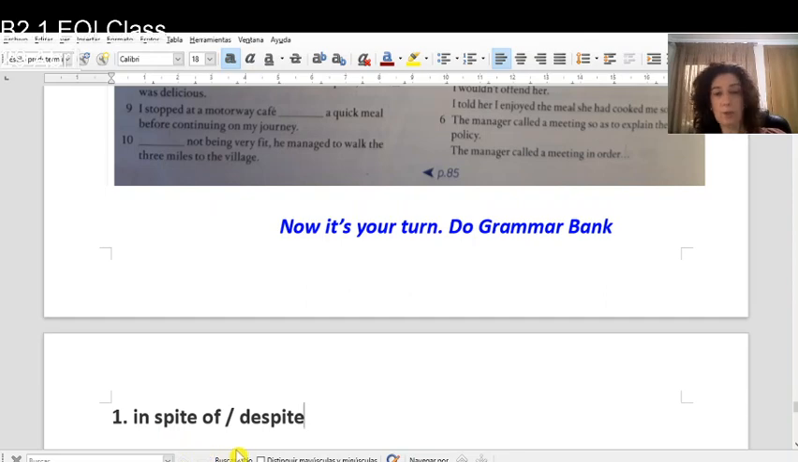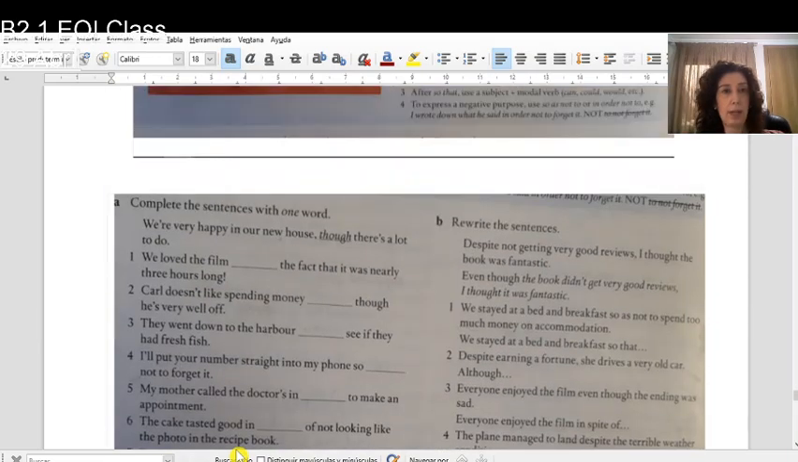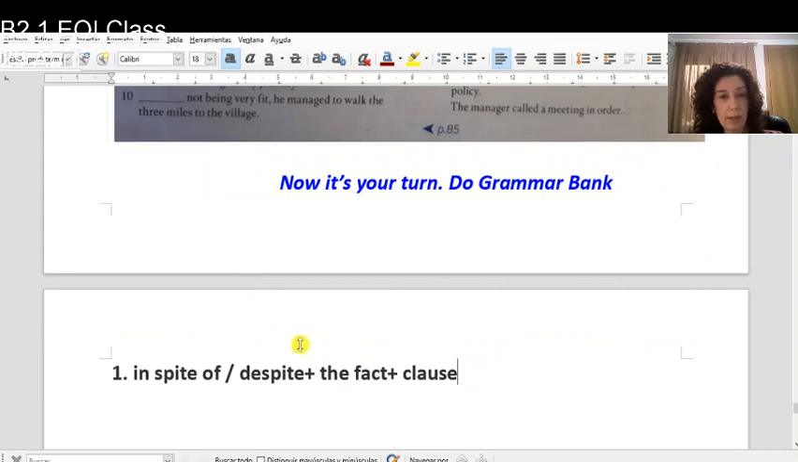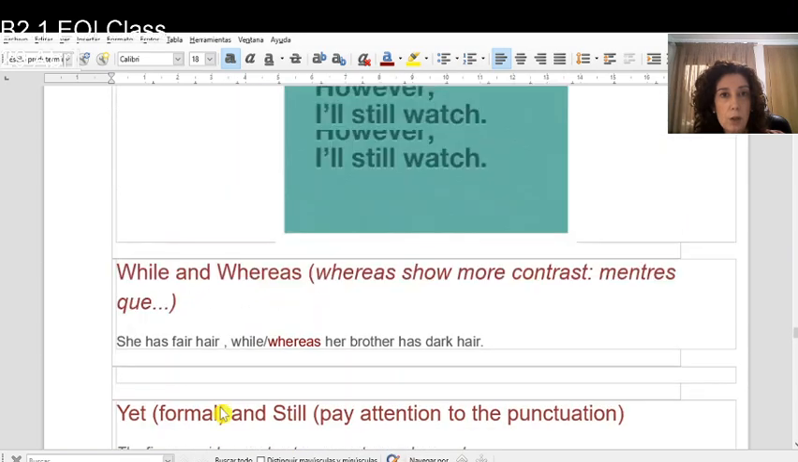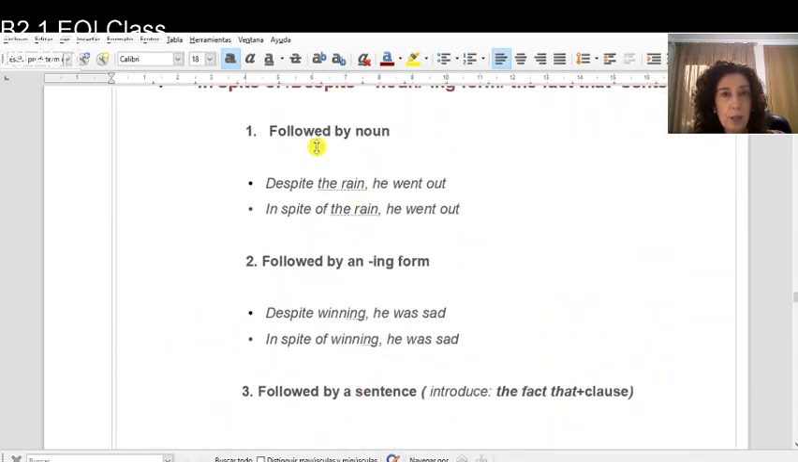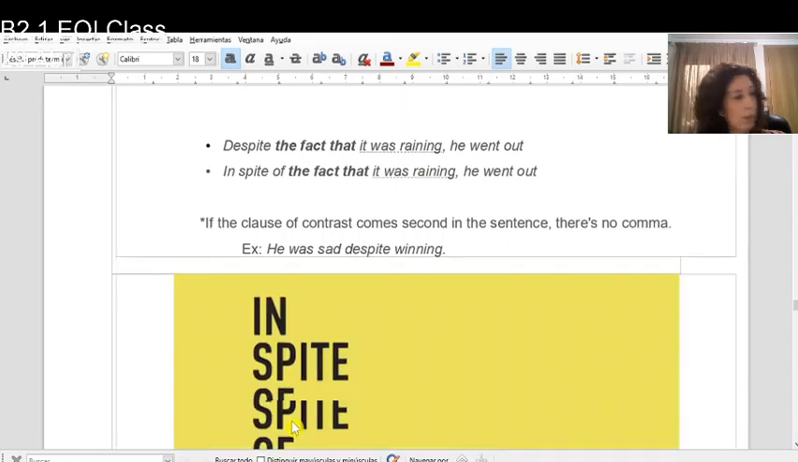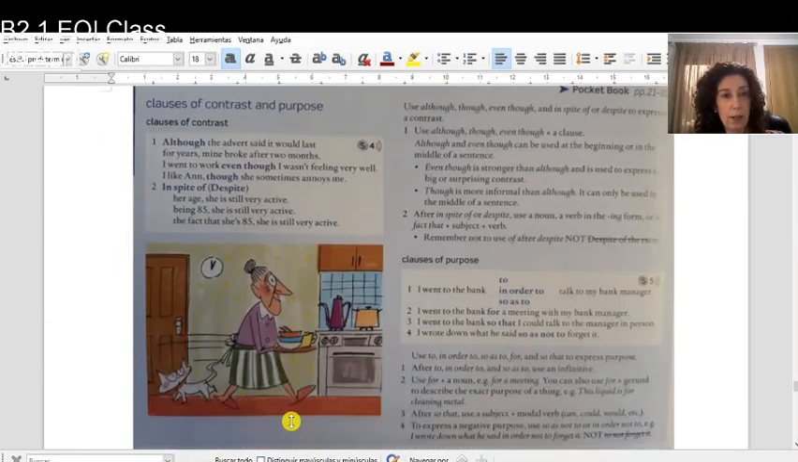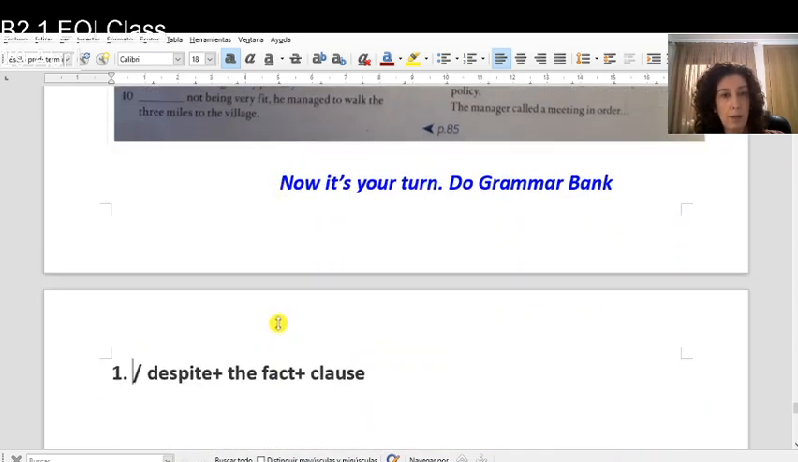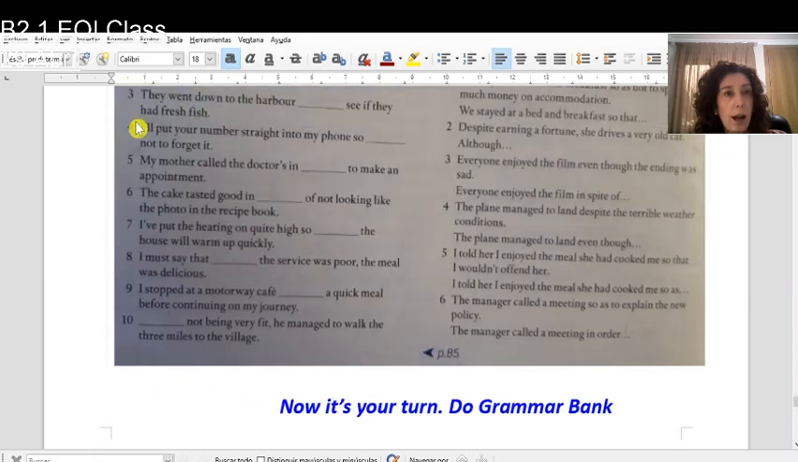In spite of, or despite, because it has the fact and a clause. ¿Vale? Entonces aquí sería, we loved the film, despite the fact that, or in spite of the fact that it's, sorry, in spite of. Despite the fact that, and a clause, followed by a sentence. Both are correct.